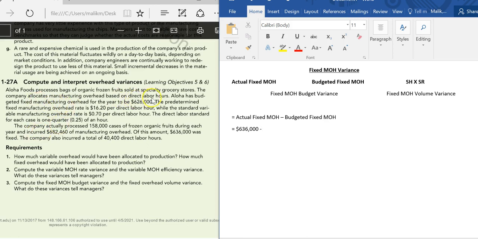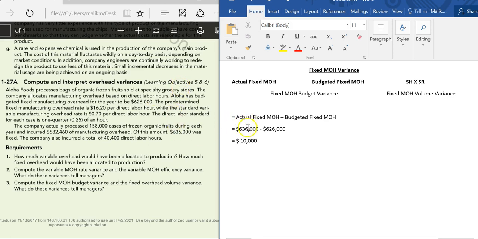It is also mentioned here in this problem. It says that Aloha has budgeted fixed manufacturing overhead for the year to be $626,000. So we will take this $626,000. Now, if you take the difference, 636 minus 626, again, don't worry about the sign, just take the difference, which is 10,000.